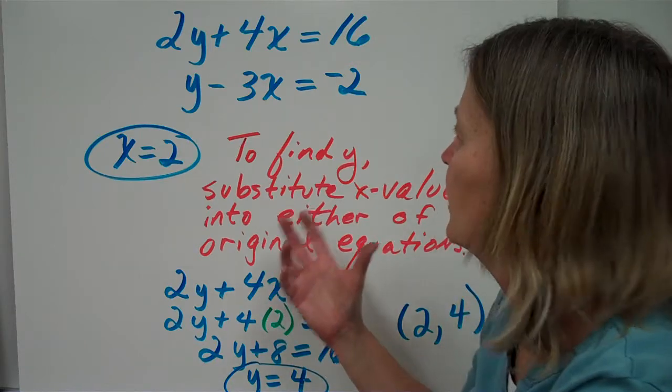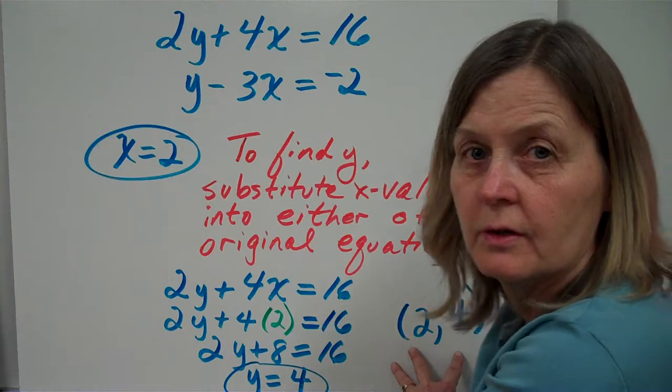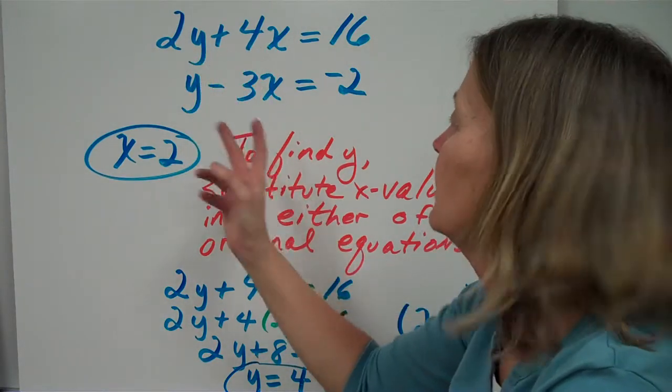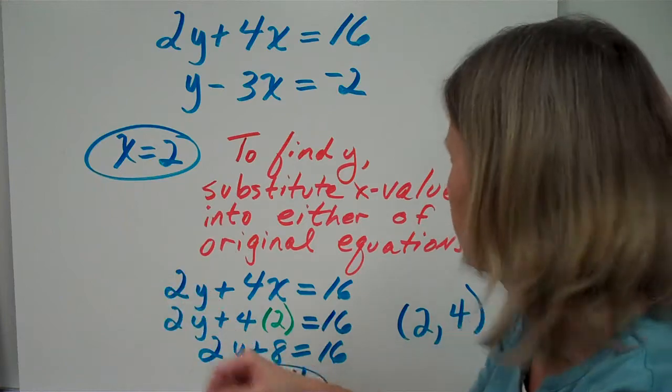Now keep in mind, when you solve a system, that means this solution of 2, 4 will be a solution for this equation as well as this equation.